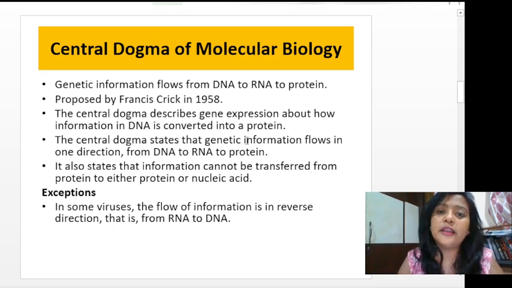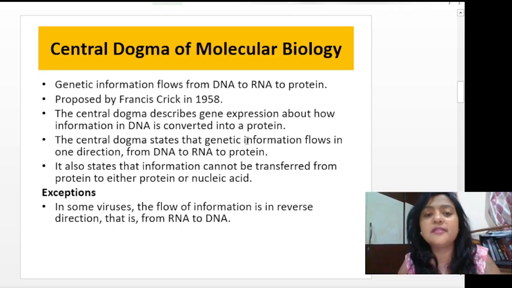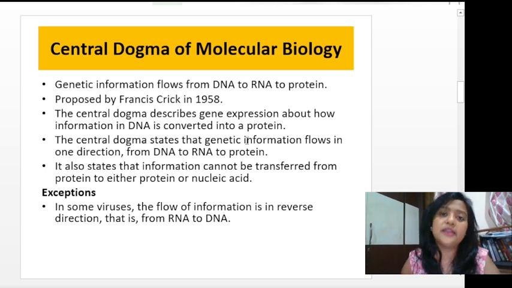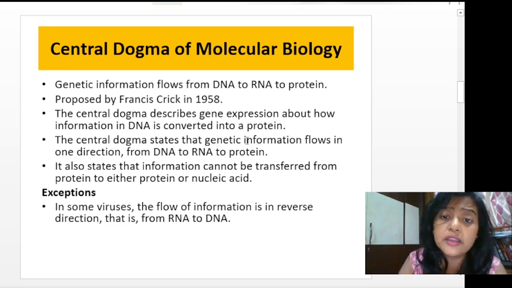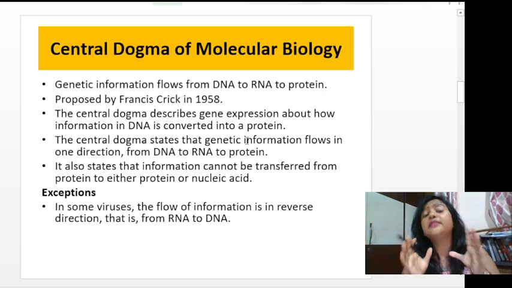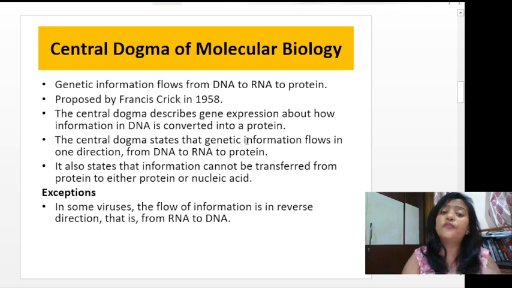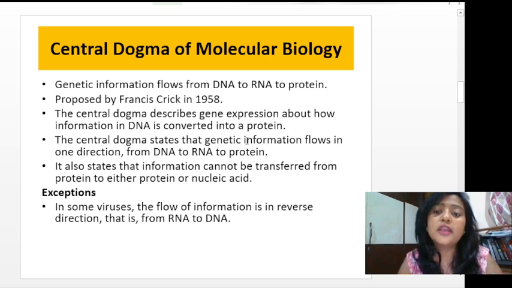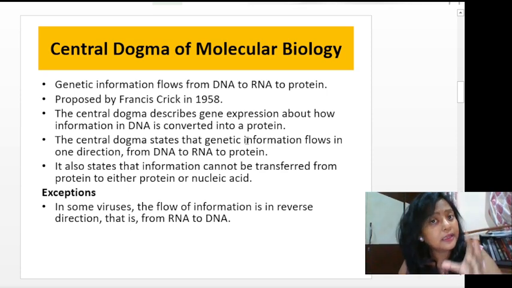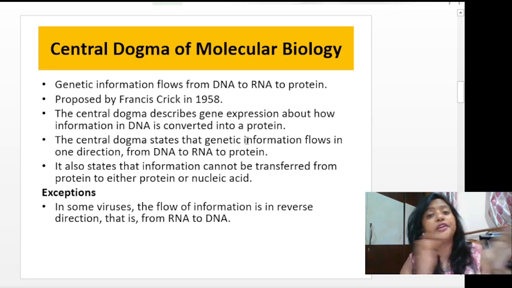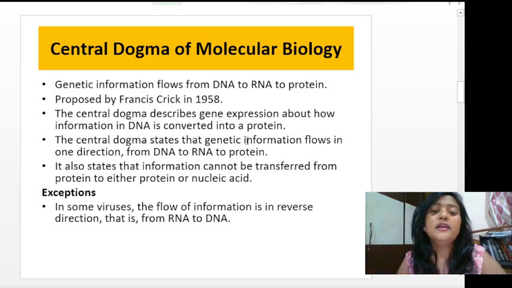Central dogma of molecular biology. I think I've explained this to you in my previous classes where I've spoken to you about the DNA, RNA. So this was proposed by Francis Crick in 1958. This central dogma says how genetic information is flowing from DNA to RNA and then RNA to protein. So DNA to RNA is transcription and RNA to protein is translation. So how the information in DNA is being converted to protein, this central dogma says that.